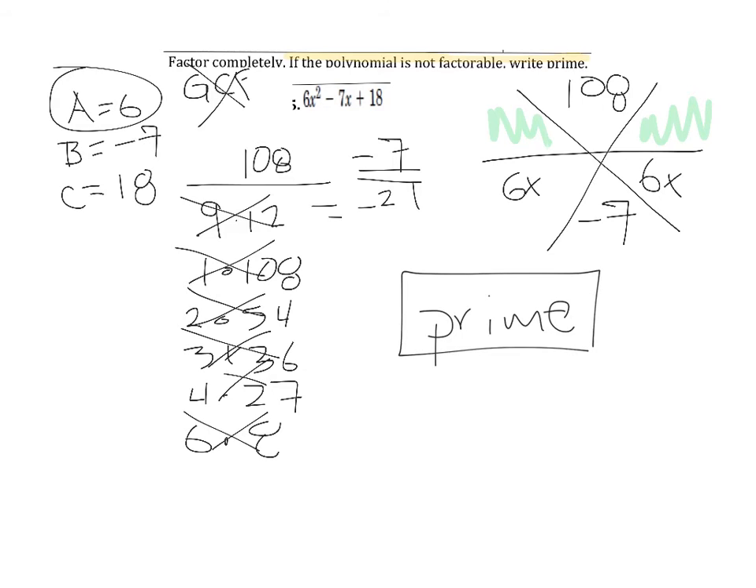Overall, prime does happen, but not enough where most answers are prime. So I would avoid thinking most of the problems you're going to see are going to be prime. They're actually going to be ones that you're going to work out.